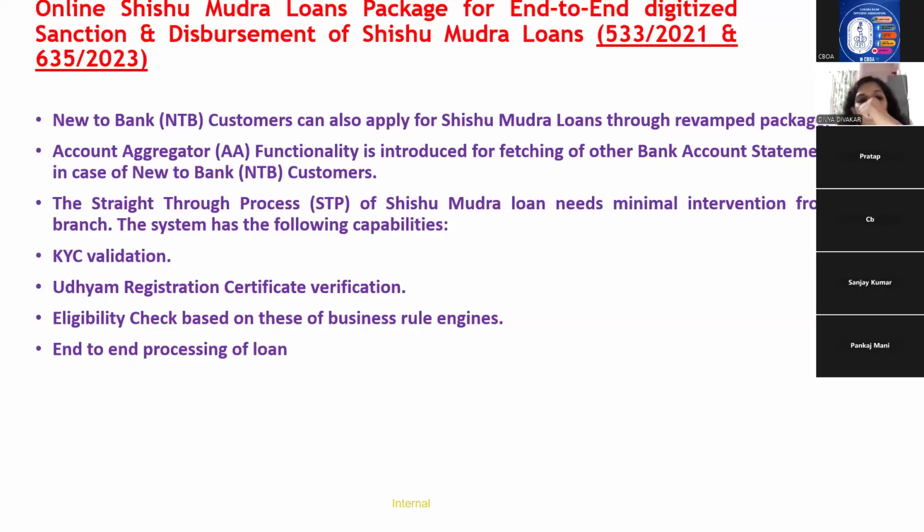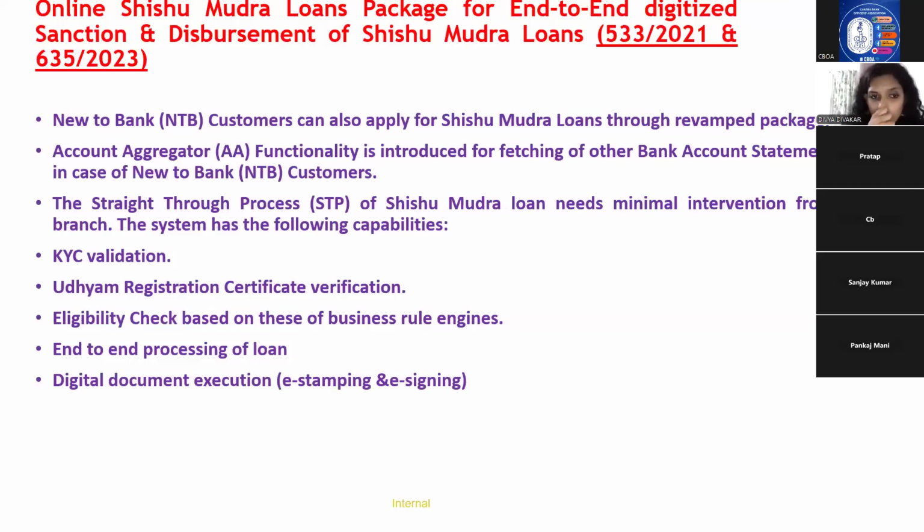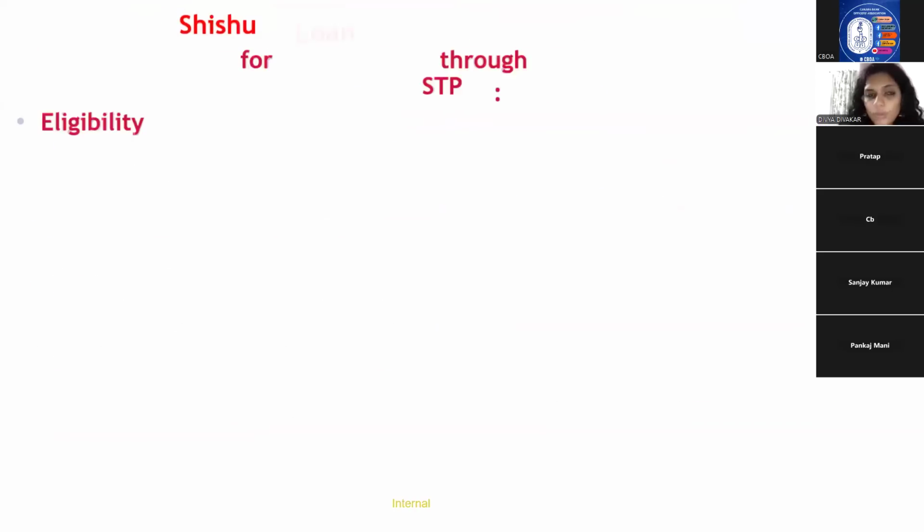The system has the following capabilities: KYC validation, Udyam registration certificate verification, eligibility checks based on the system eligibilities, end-to-end processing, and digital document execution. Key fact statement shall be sent to the registered email ID of the borrower before execution of the loan documentation.